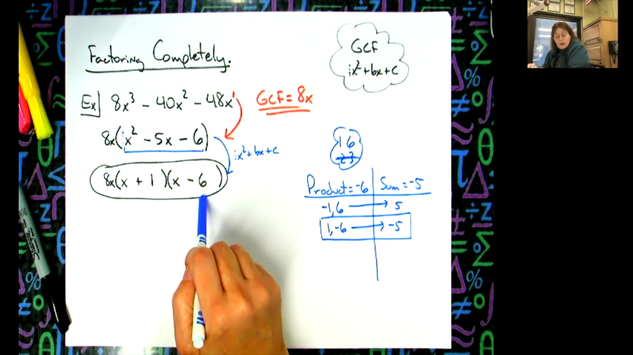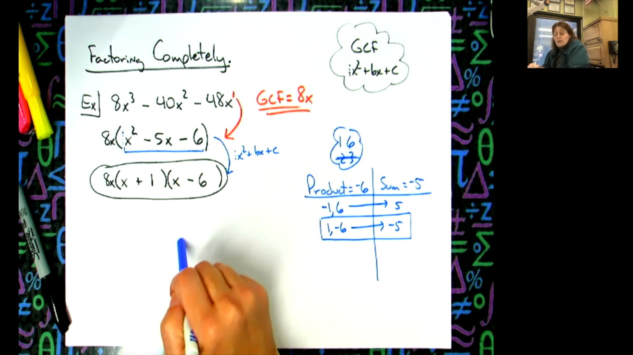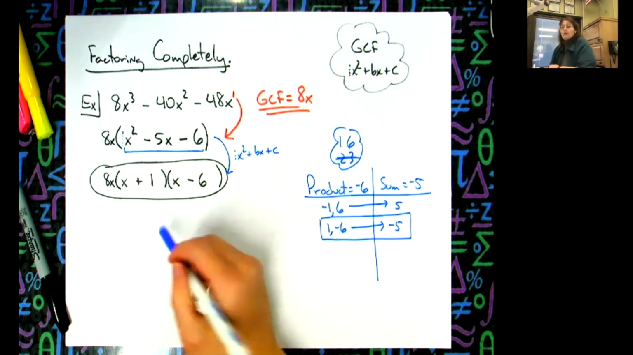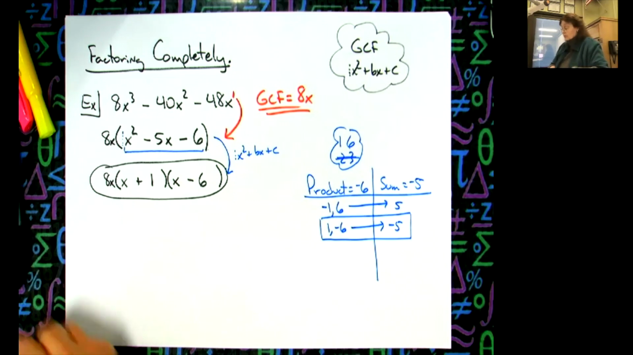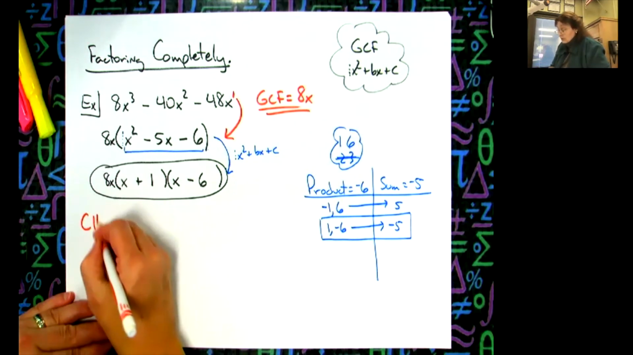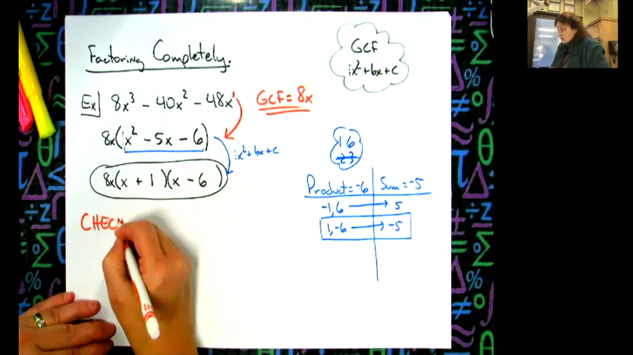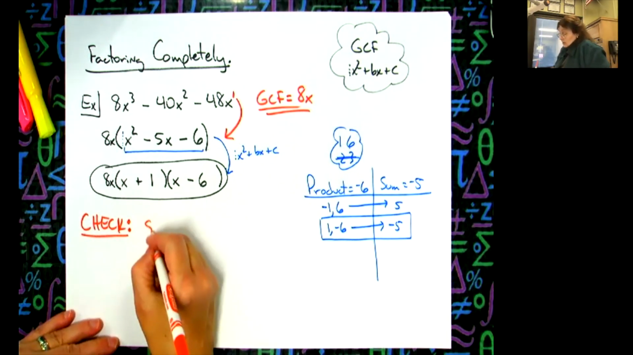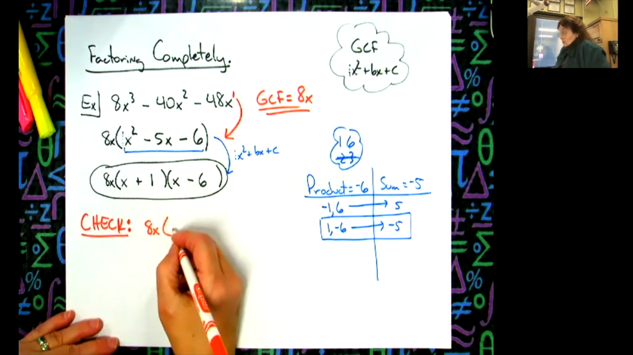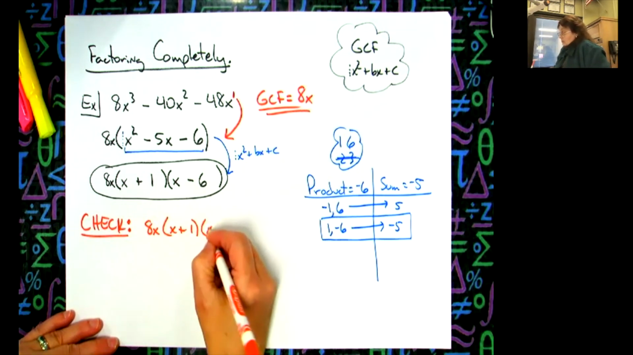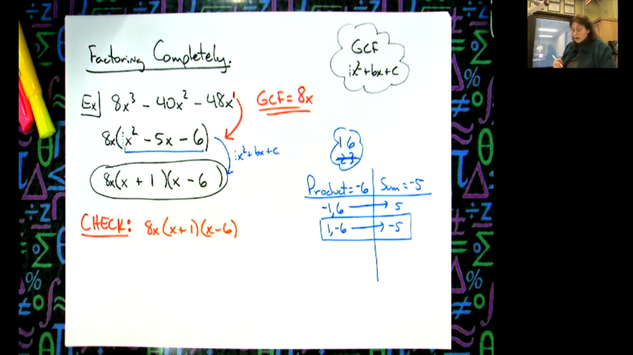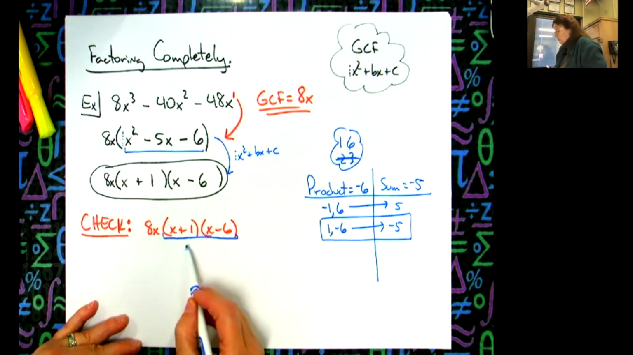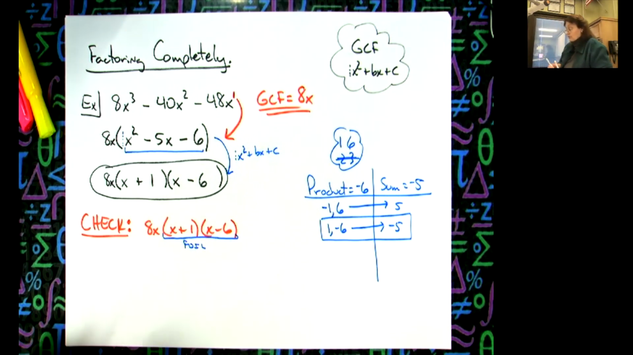Now, technically, I can check this. All right, let's see how we're doing on time. It's only 2:20. Let's go ahead and check this one. If you're going to check these, you definitely need to do it in the right order. So let's take the answer that I got: 8x, x plus 1, x minus 6. What I would do first is literally go backwards in exactly the way that I did that. The first thing I would do is FOIL this out.